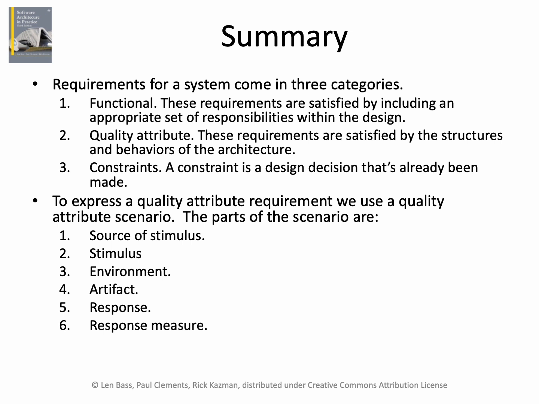To summarize this entire lecture, requirements for a system come in three categories. Functional requirements are satisfied by including an appropriate set of responsibilities within the design. Quality attribute requirements are satisfied by the structures and behaviors of the architecture. A constraint is a design decision that has already been made. To express quality attribute requirements, we use a quality attribute scenario.